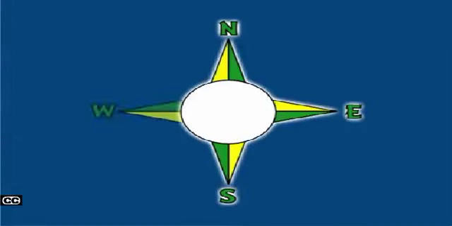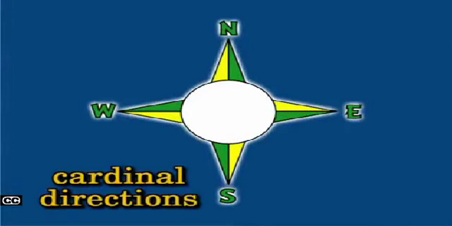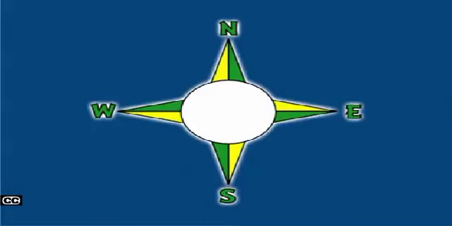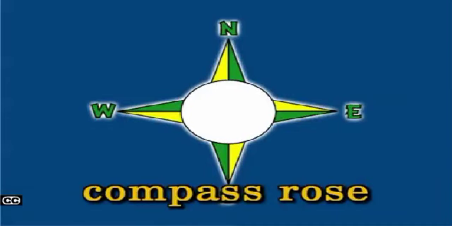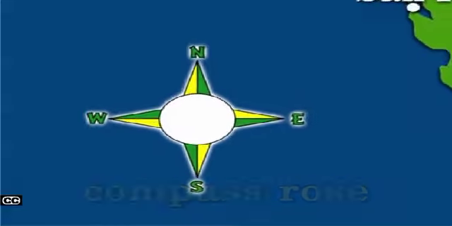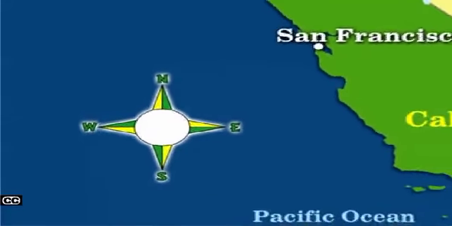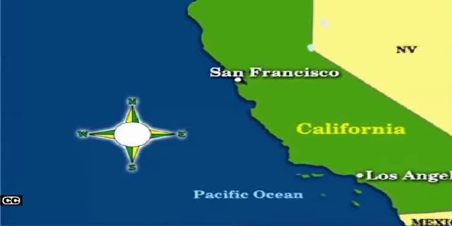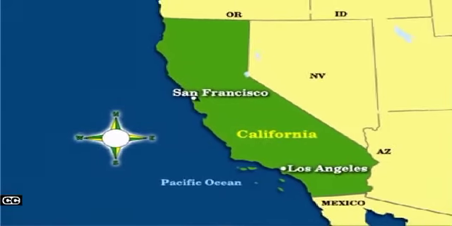The four main directions on a map are north, south, east, and west. These are known as cardinal points, or cardinal directions. If you're looking for cardinal directions on a map, you might look for the compass rose. A compass rose is a symbol that shows the main directions on a map. It is sometimes decorated with the compass points, the directions, looking like flower petals.